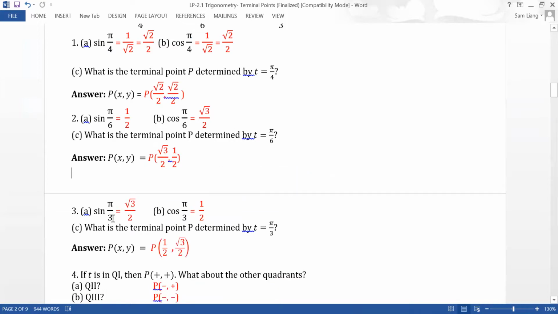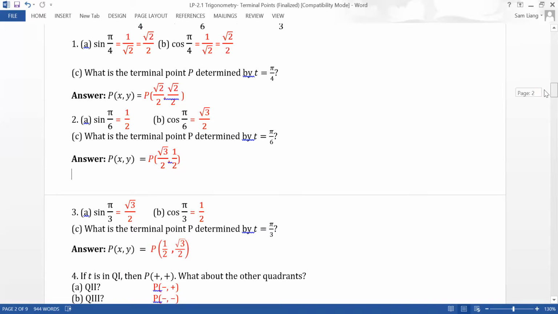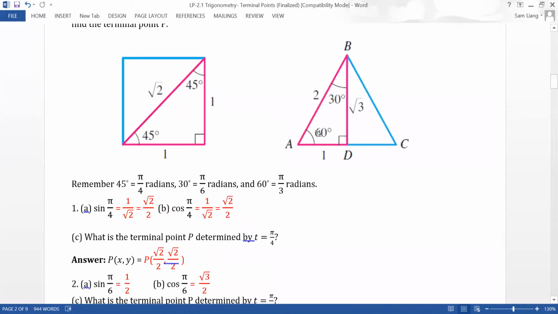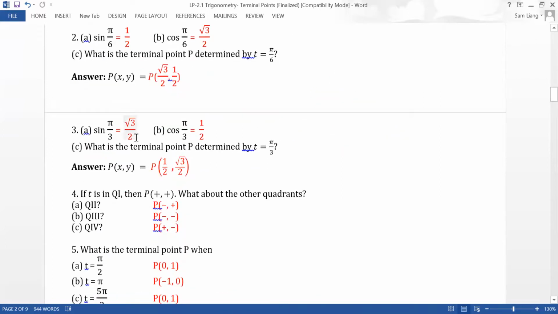Question 3 was sine of pi over 3 and cosine pi over 3, and then the terminal point. Okay, so sine of pi over 3. Pi, remember, is 180, so 180 divided by 3 is 60. So we need to find sine 60 and cosine 60. Sine 60, that's over here. Opposite over hypotenuse, that's root 3 over 2. And then cosine 60, that's adjacent over hypotenuse. That'll be 1/2. So root 3 over 2 for sine, 1/2 for cosine. And this is your terminal point. Here's the cosine value, here's the sine value.